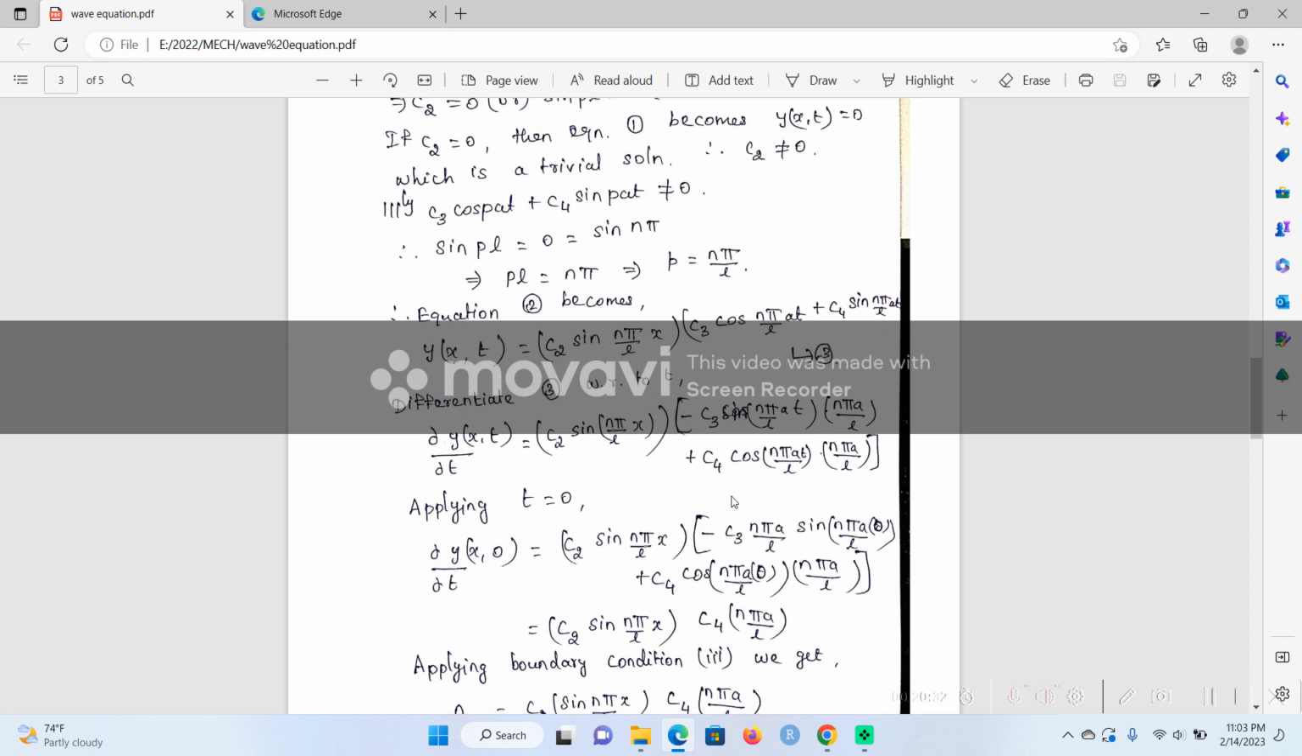No, this one is sine. So sine 0 value will be 0. We have only this term, cos 0 is 1. So we have the C4 term alone. So all are mentioned clearly.